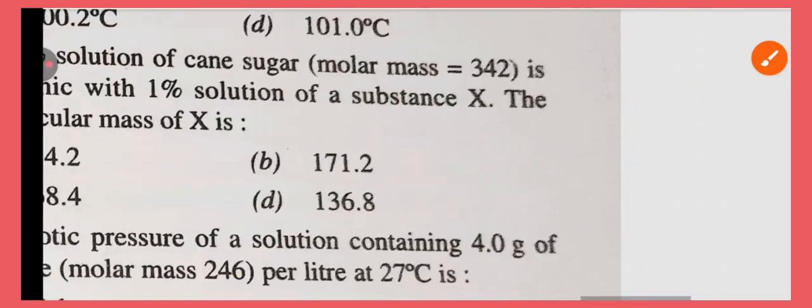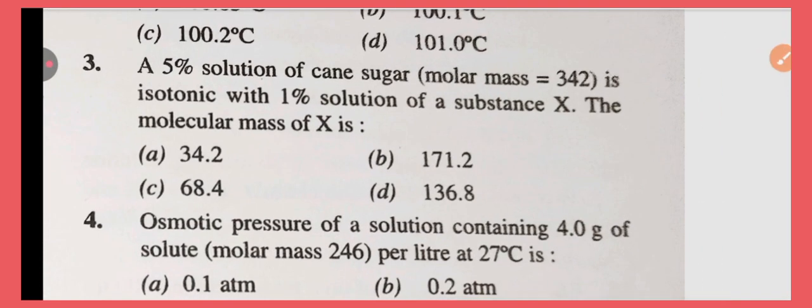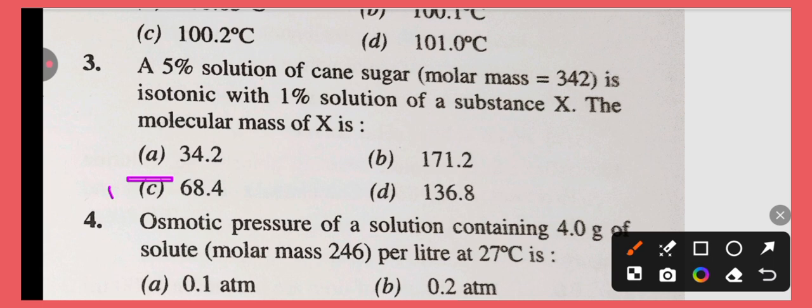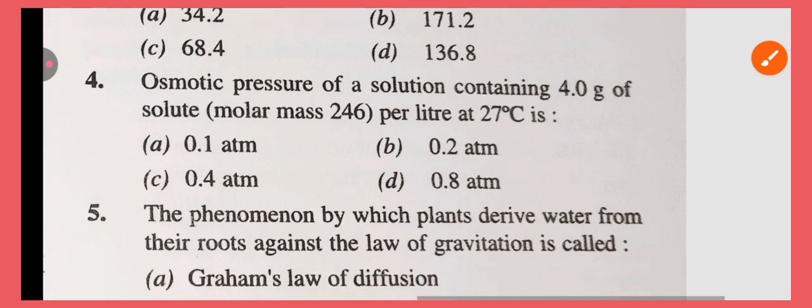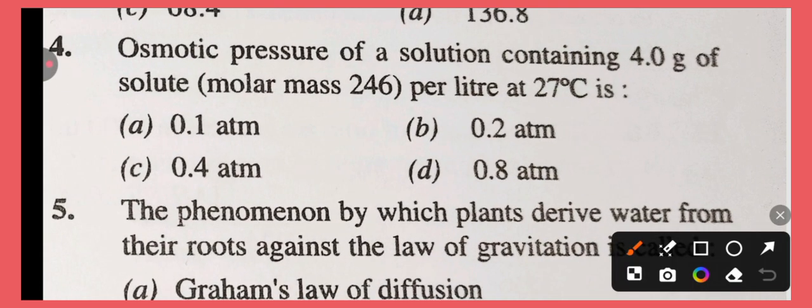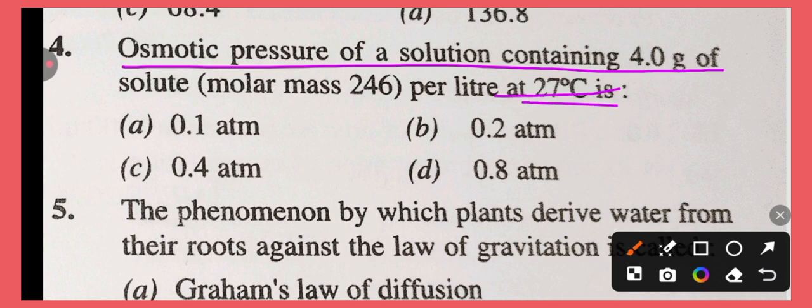Let's check the options. Here option C is given, that is 68.4. This will be the correct answer. Next, move to another question. In question number 4, it gives that the osmotic pressure of solution containing 4.0 gram of solute, the molar mass is 246 per liter at 27 degrees Celsius. Here we need to convert 27 degrees Celsius into Kelvin. 27 degrees Celsius equal to 27 plus 273.15.